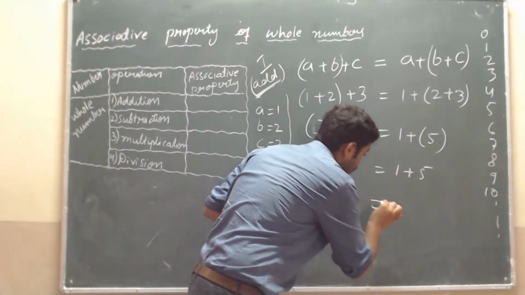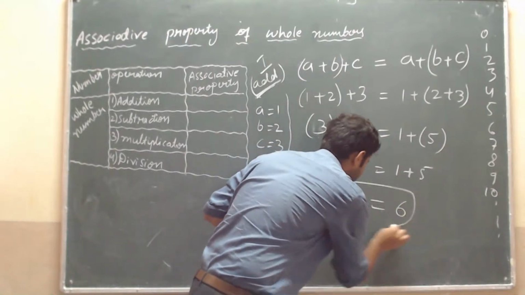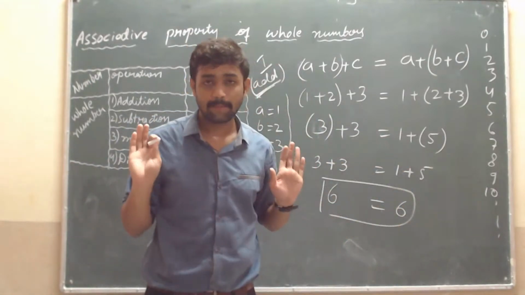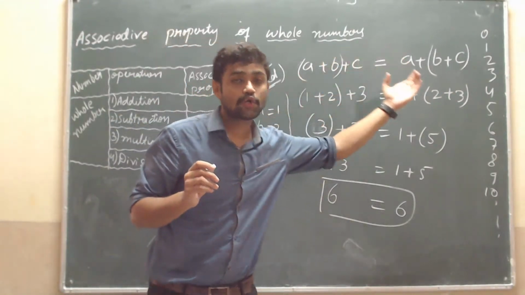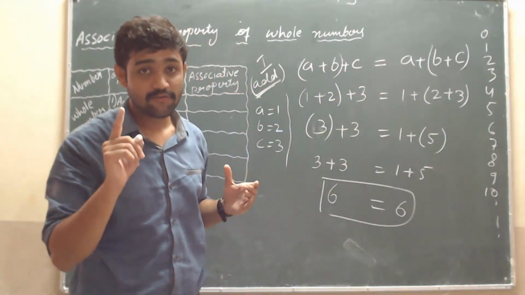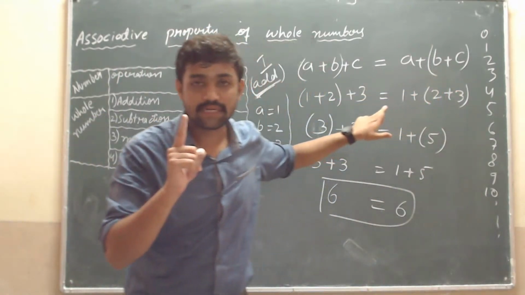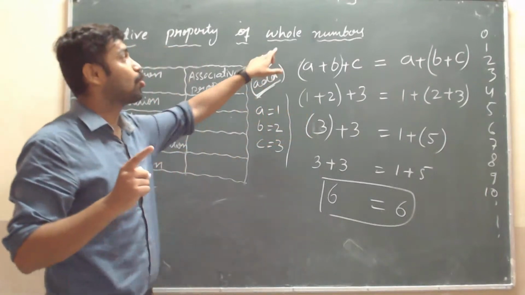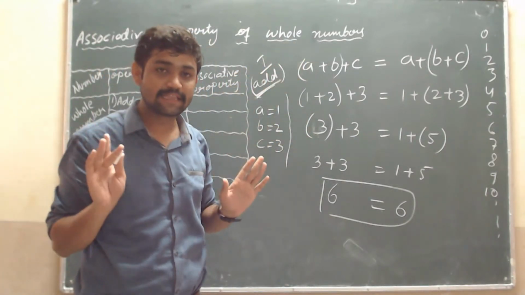And 5 plus 1 or 1 plus 5 is 6. Then we can say that 6 is equal to 6. That means LHS is equal to RHS. Okay. For which operation? For addition operation. For which numbers? For whole numbers. Okay.